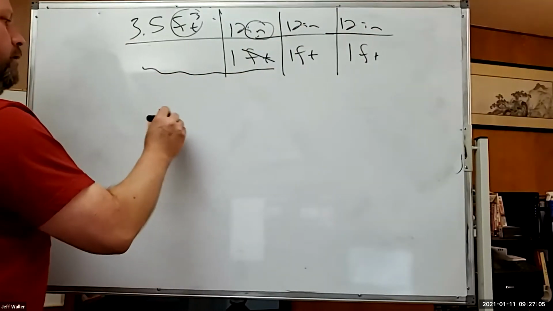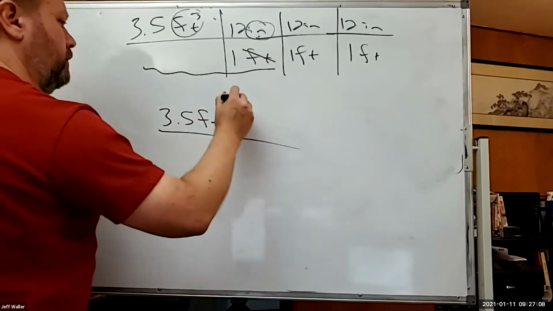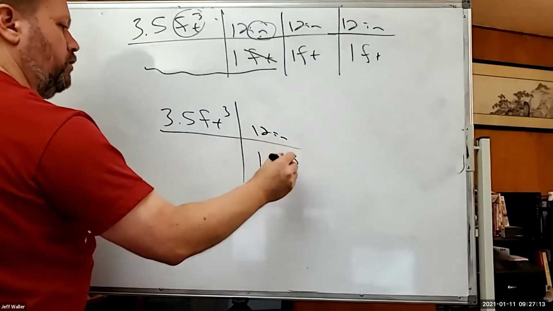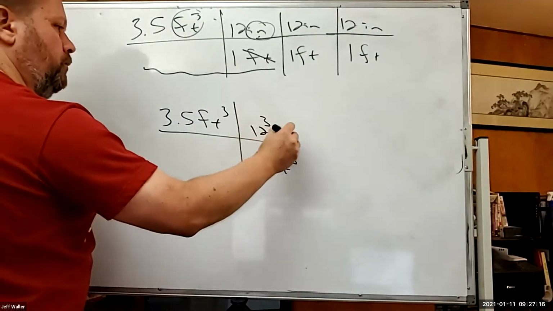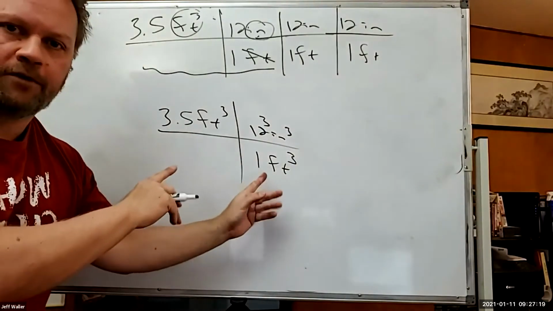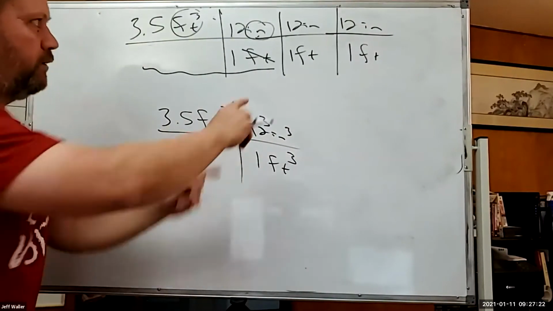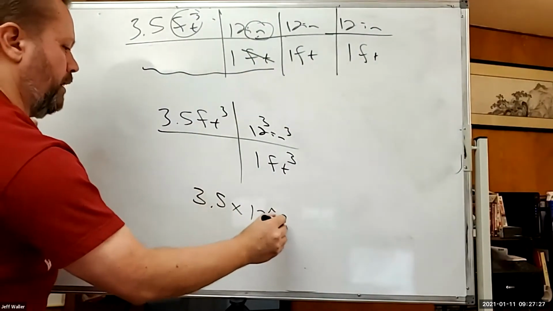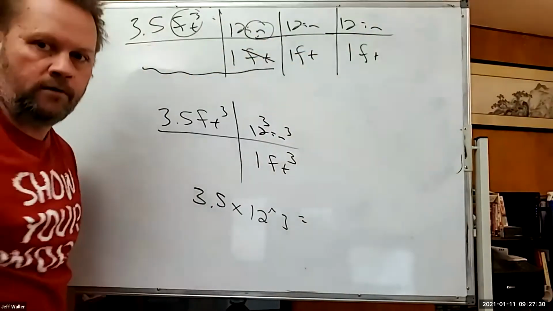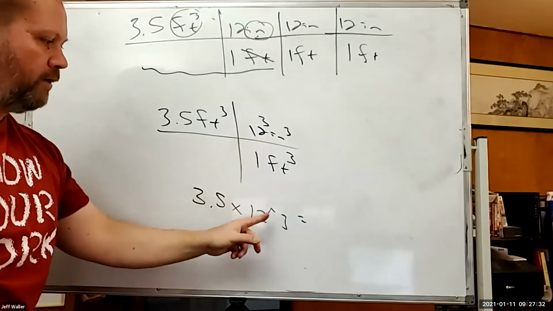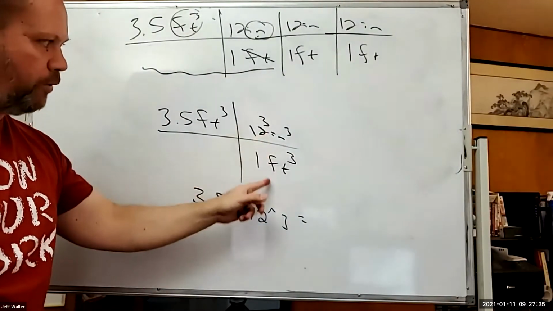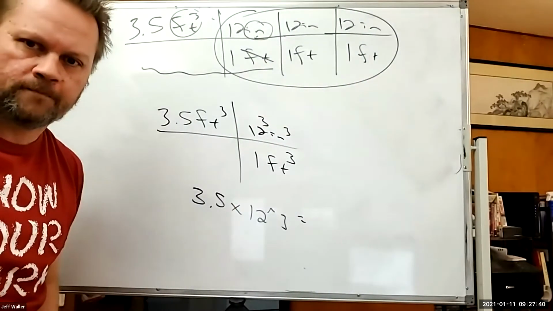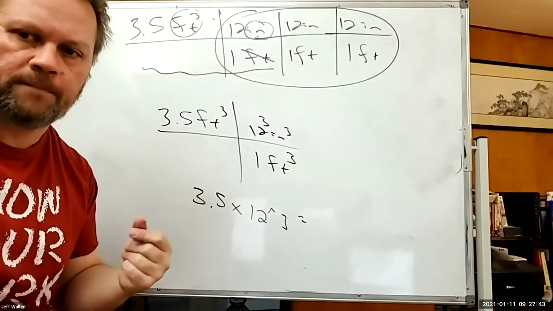Now, real quick, earlier I promised you a bit of a shortcut. Watch this. If 1 foot is 12 inches, that means 1 cubic foot is 12 cubed cubic inches. You don't have to do this if you don't like it, but it's a shortcut, so you don't have to write this 3 times. In your calculator, you would say 3.5 times 12 to the 3rd power. You get the exact same answer because you're multiplying by 12 3 times. If you don't like that, do it the other way. Mathematically, they're the same.